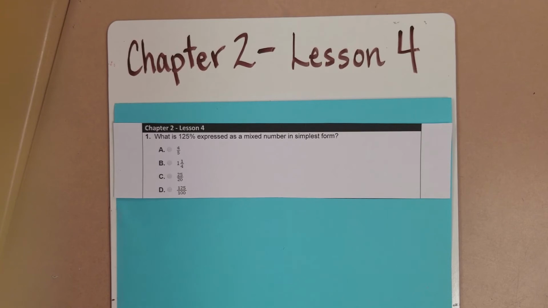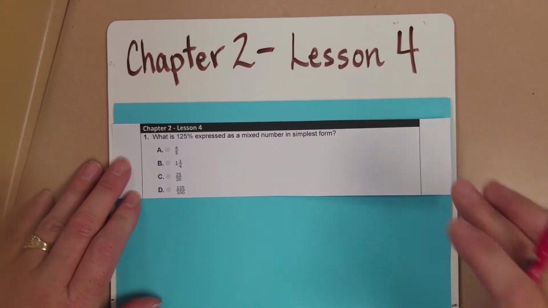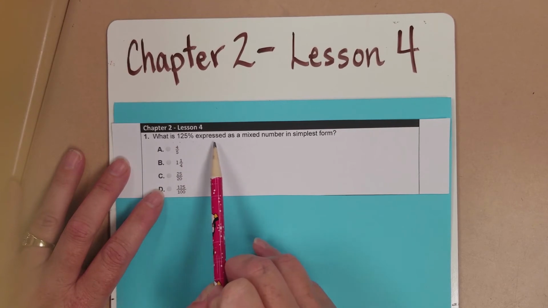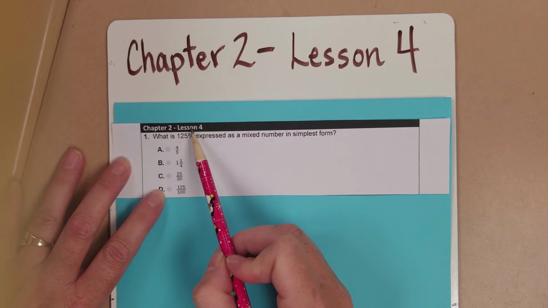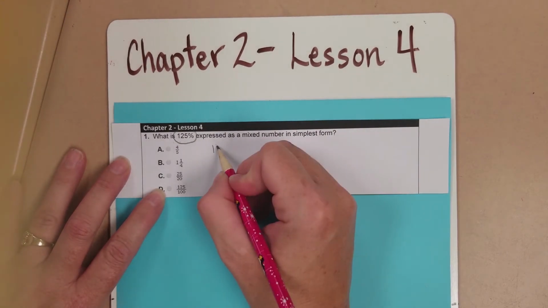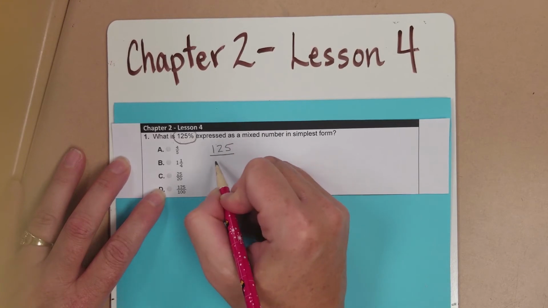The following questions go along with Chapter 2, Lesson 4. What is 125% expressed as a mixed number in simplest form? 125% is 125 per 100.